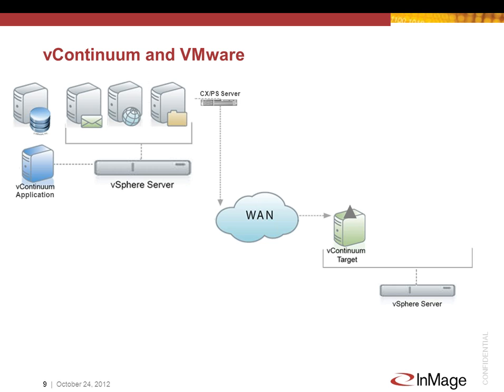As we get into the architectural slide for VMware, in the upper left-hand side, we have a production environment. We have a physical server represented as a database server, as well as several virtual machines on our vSphere environment. In the lower right-hand side, there's your vSphere environment, and we do have a dedicated guest machine. We call it the vContinuum target.